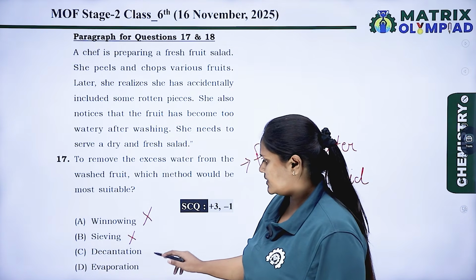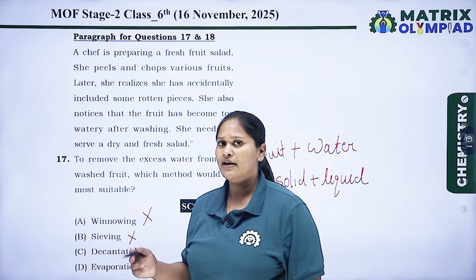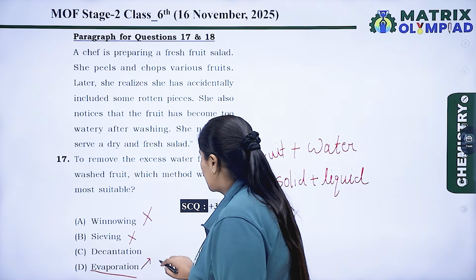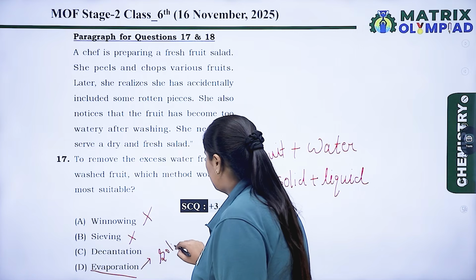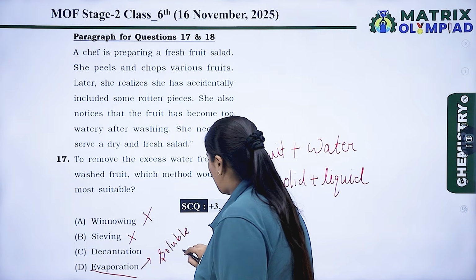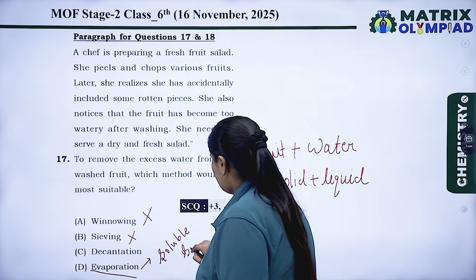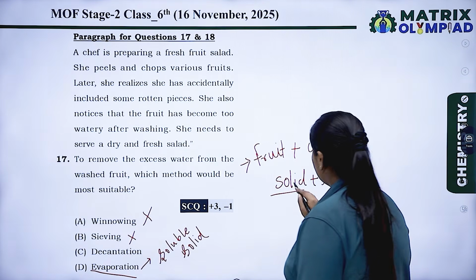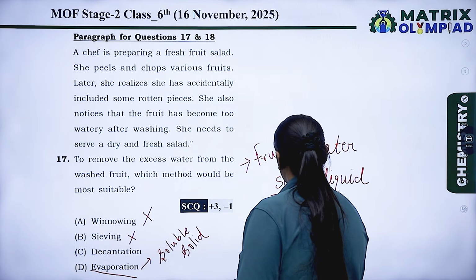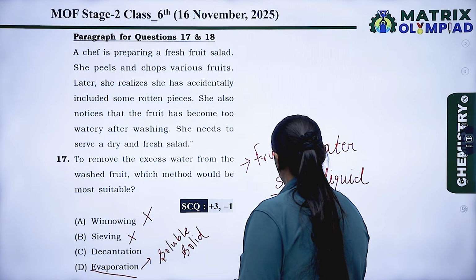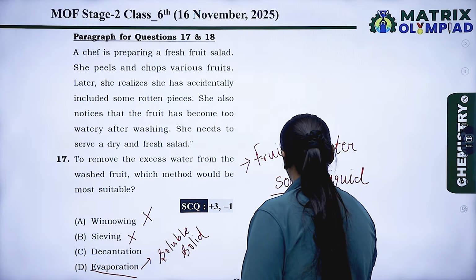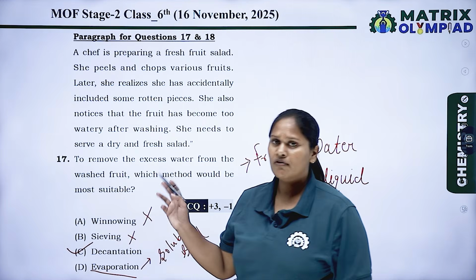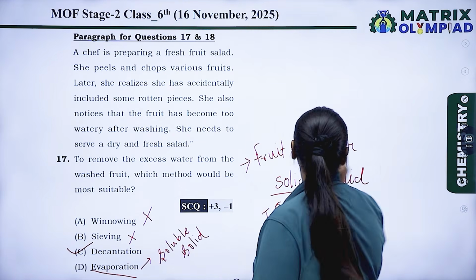We know decantation and evaporation both are used in a solid-liquid mixture, but we all know evaporation is used to get a soluble solid from water. In the case of fruits, we have a solid that is insoluble. So option C is the right answer for this question. Now come to the next.